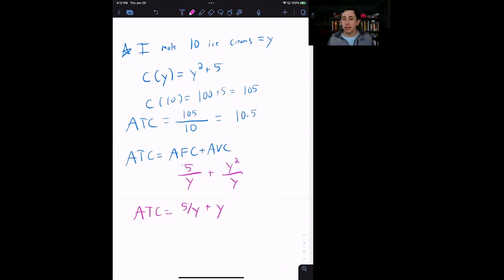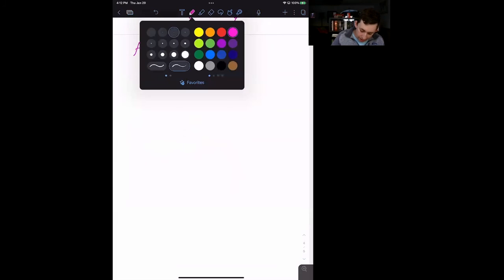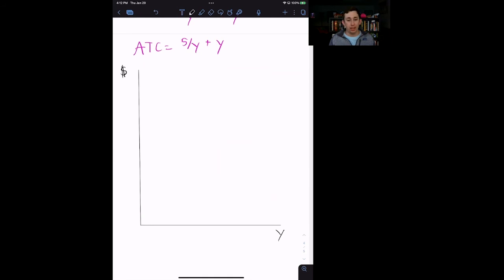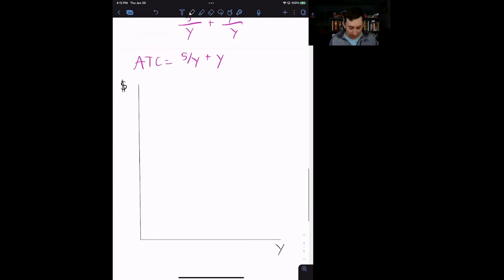Now we are going to look at this graphically as well. So we can put together a quick axis. Here we go. And we'll have our x-axis. Let's put y here. This is our output. And then here, I'm just going to put a dollar sign because we're going to have a bunch of different cost curves on this graph, so I don't want us to get confused. So we're just going to have dollars on the y-axis.